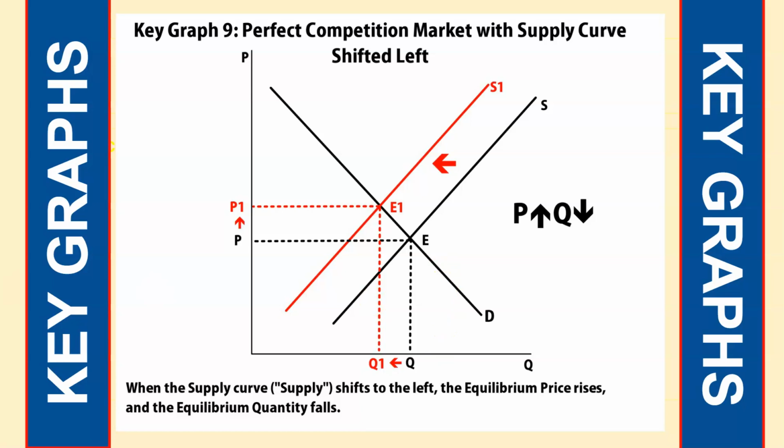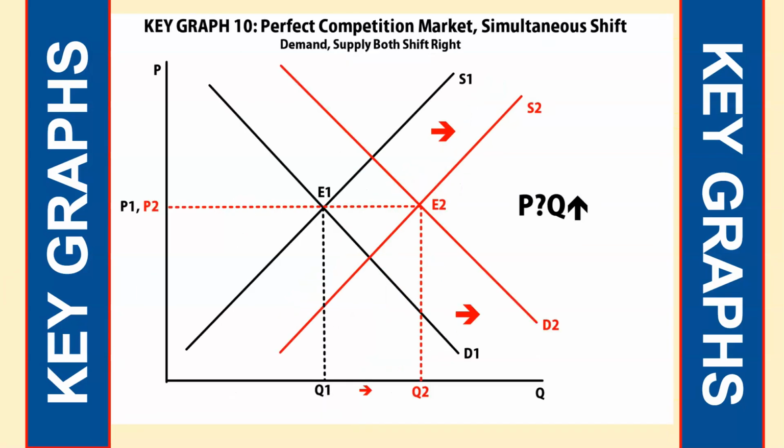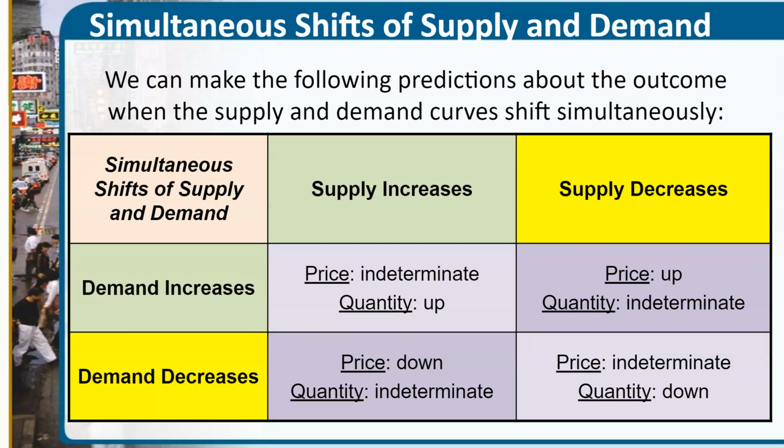Now what we're going to do in the last 2 key graphs is really shift both curves. So you have demand and supply both shifting. In this model, we have them both moving in the same direction. Anytime you have a supply and demand curve shifting, one of these, either price or quantity, is going to be what we call indeterminate.